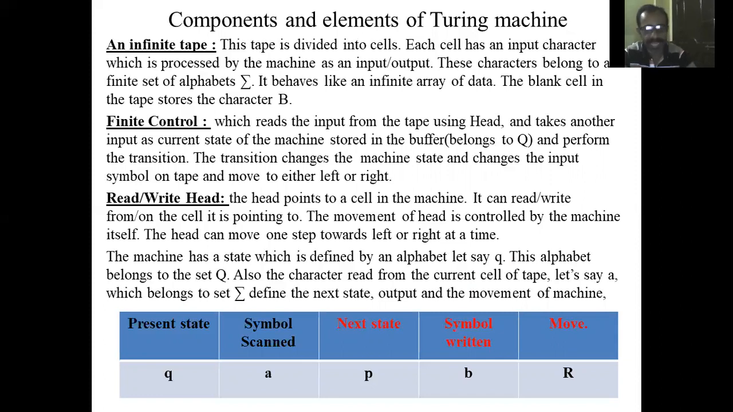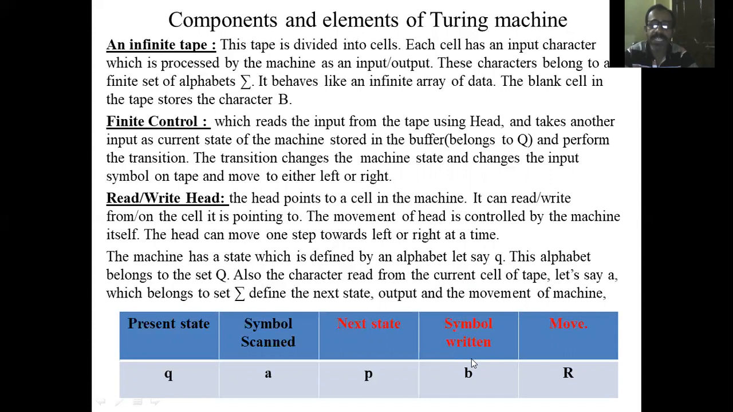If you see this diagram, these two are inputs. Delta of Q on A, the red mark, is the output. So Q is changed to P, A is replaced with P, and the header moves to the right side. This is the behavior of the Turing machine. A Turing machine contains an infinite tape and finite control. The infinite tape is used for holding the input information, and we can extend it to any length. The finite control is used for reading the information with the help of the header, and that header moves either left or right by one cell from the current cell.